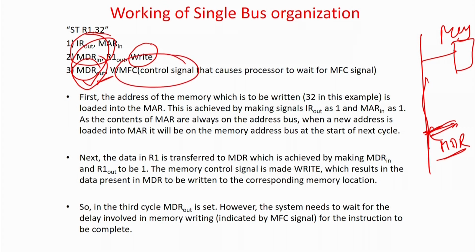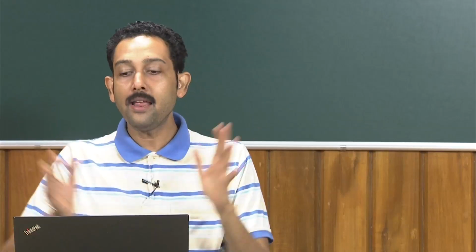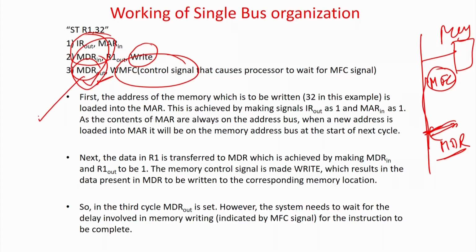Through an external control bus, the memory will tell the CPU with MFC that my write is over. That means I have already stored the value of register R1 in my memory location 32. Now you can free your memory data register. Only after that will your memory data register output be made 0. Initially it was 1, so the memory data register was dumping, which was going to the memory. After some amount of time, when this MFC signal comes from the external control bus to the control unit of the CPU, it will relinquish the signal, and MDR out will now become 0. Now it is freed, and the whole value of R1 has been dumped to memory location 32.